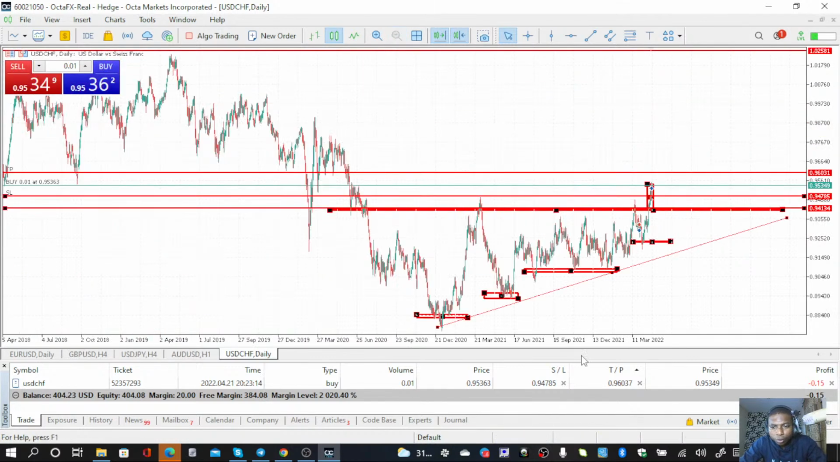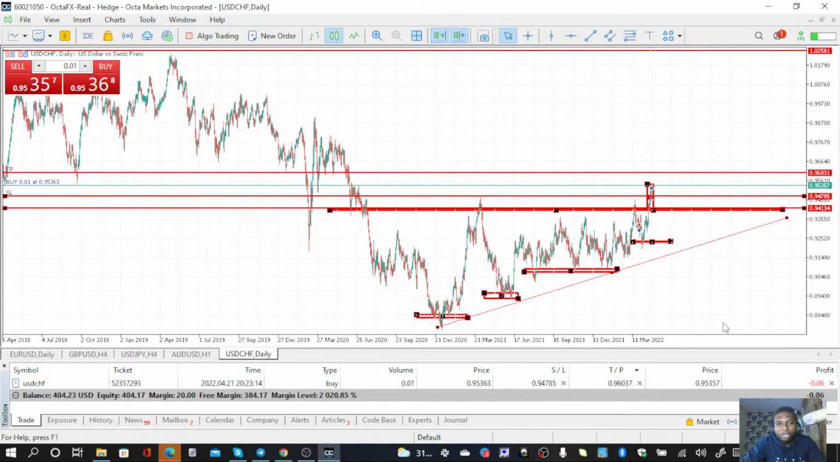All right, so we have set our stop loss and take profit. Like I said, don't take a trade without determining your stop loss and your take profit. Don't take a trade without determining your stop loss and take profit.